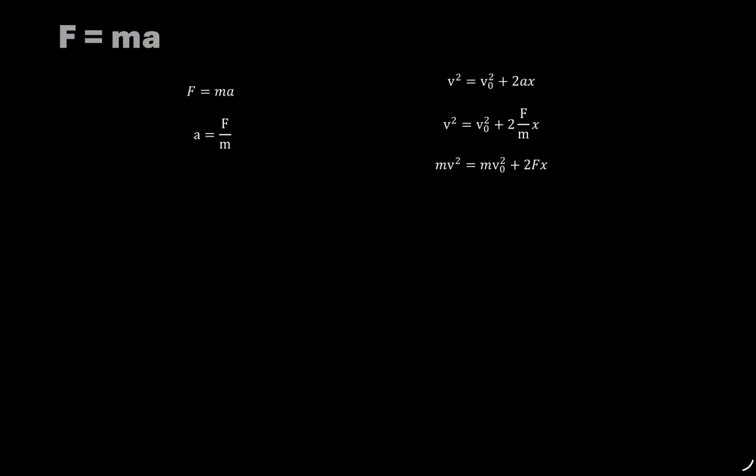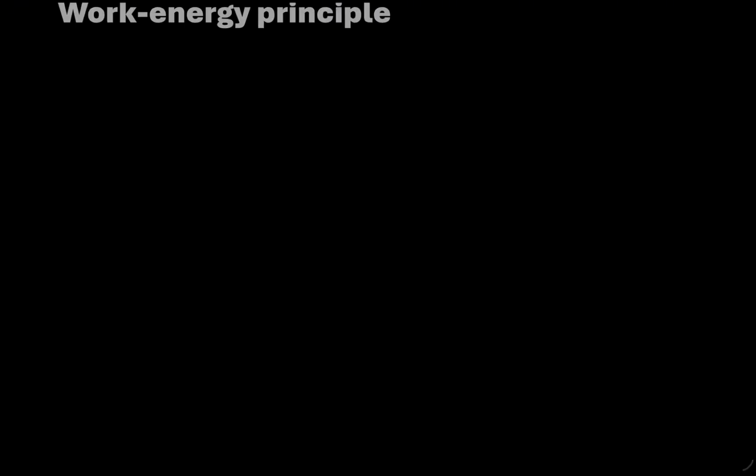Hopefully now you can see where kinetic energy is coming from when you start seeing mv squared getting thrown about. Now we're going to take that mv naught squared onto the other side, and then divide by 2. Here we are: Fx equals half mv squared minus half mv naught squared. That is our work-energy principle.